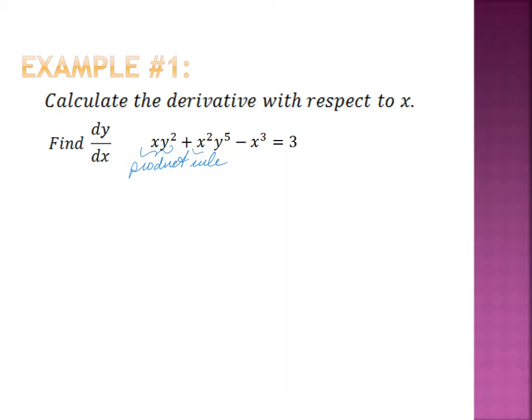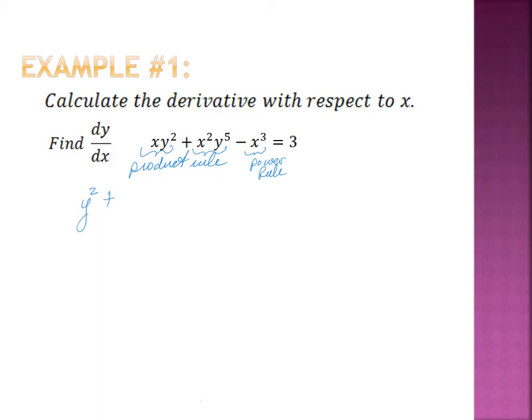I have another product rule in the second term. And then just a simple power rule in the third term. Okay, just so that you know what I'm going to be doing. So as I do my product, I derive the x, which is 1. I don't have to write it, and I keep the y squared. Don't touch it. And because I'm deriving x, I don't put a notation.